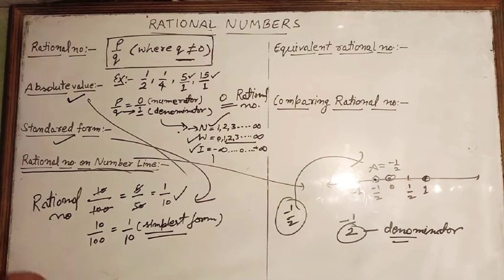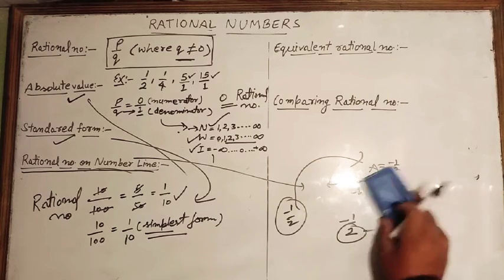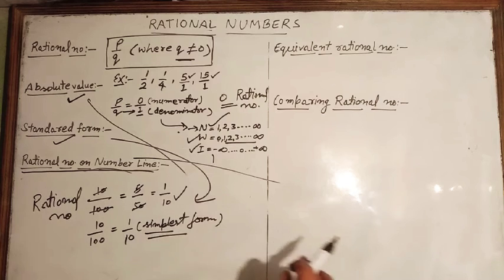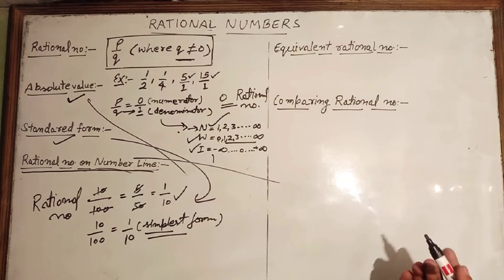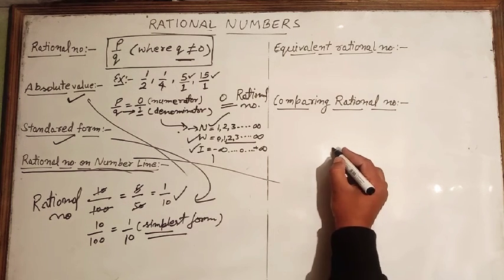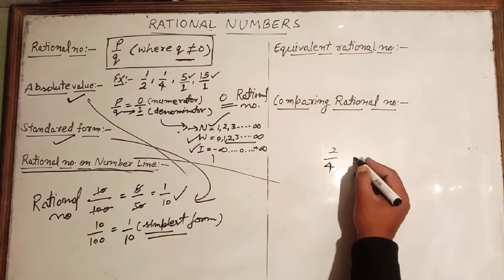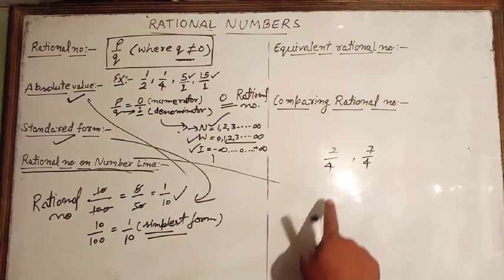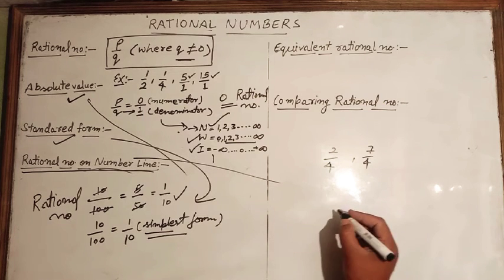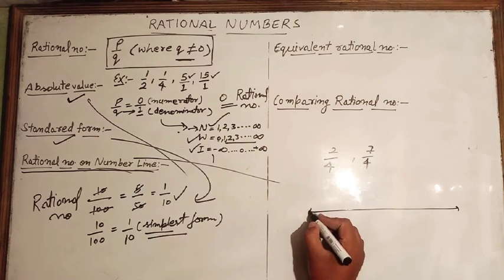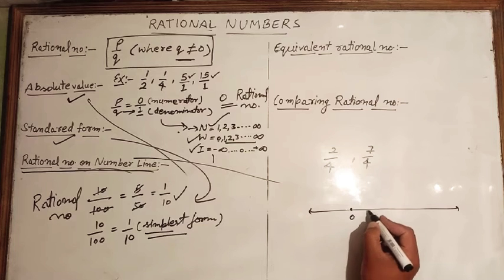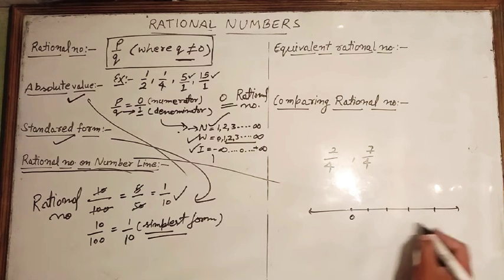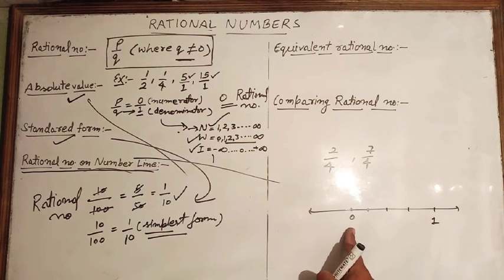If a fraction, or we can say a rational number, since rational numbers are fractions, is like this, suppose we take 2 upon 4, and you have to represent 7 upon 4. Then how will you represent it? How many subdivisions will you make? 4 subdivisions. From here 0, here will be 1, 2, 3, 4, and here you can write 1.